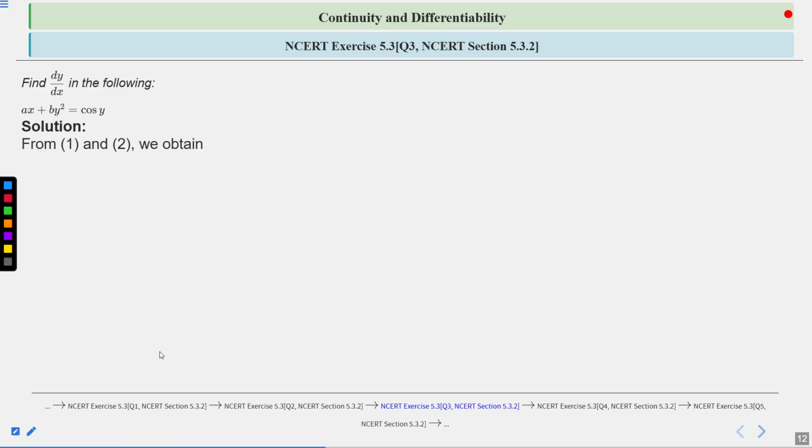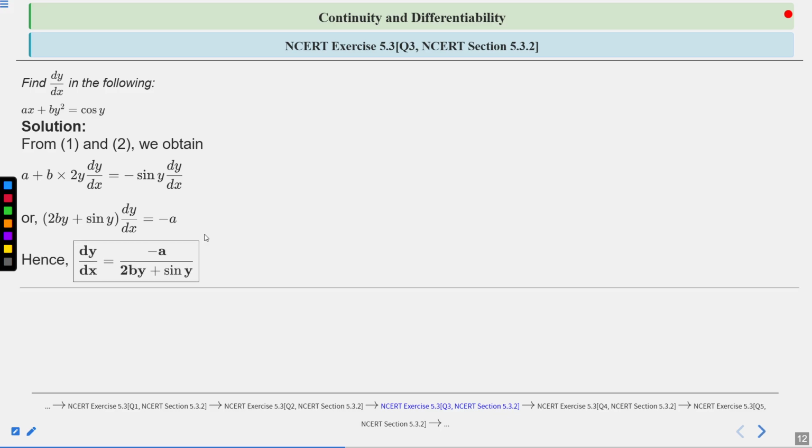So from 1 and 2 we obtain (a plus b into 2y) dy by dx is equal to minus sin y dy by dx, or (2by plus sin y) into dy by dx will be equal to minus a. Hence dy by dx will be minus a upon 2by plus sin y. Clear? So dy by dx will be equal to minus a upon 2by plus sin y, right?